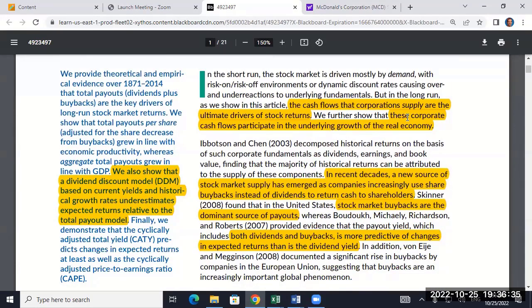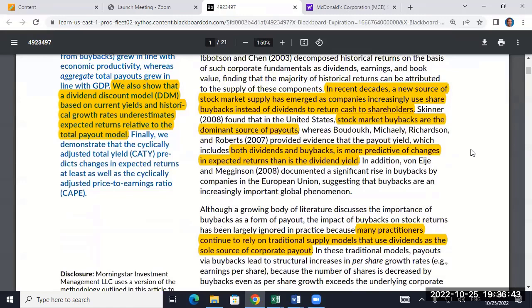So cash flows to corporations supply what drives stock returns. These cash flows participate in underlying growth in the real economy. So what is he saying? Firms increase their dividends, they increase their stock buybacks because the economy's doing well, the company's doing well, cash flows are doing well. So we can't ignore buybacks because they're part of that equation.